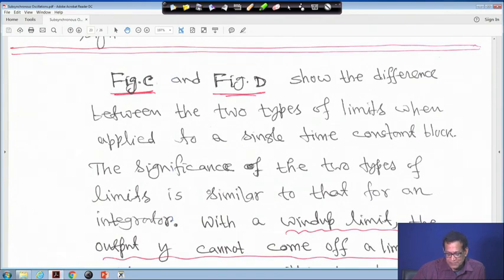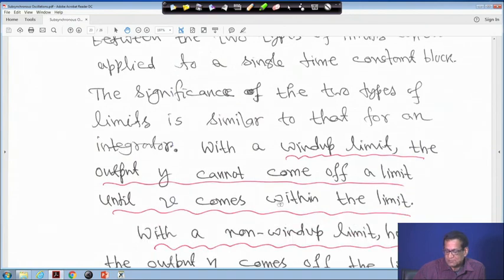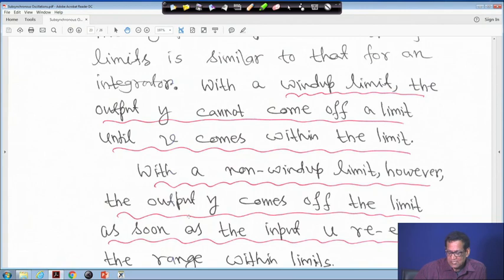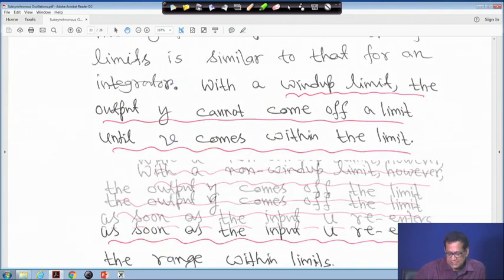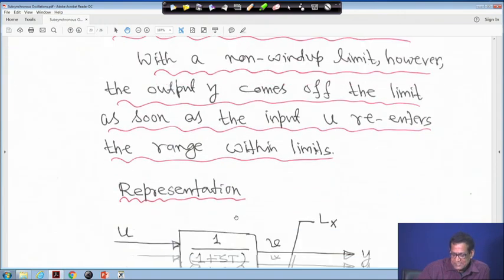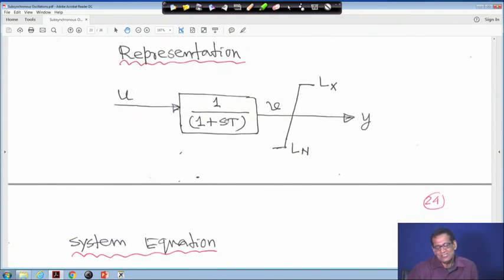So, with a windup limit, the output y cannot come off a limit until v comes within the limit. With a non-windup limit, however, the output y comes off the limit as soon as the input u re-enters the range within the limits. That is why I have underlined it. Now it is a first order transfer function. Earlier it was an integrator, now it is a first order transfer function, and input is u and output is v, but restricted by the limits Lx and Ln, and this is y.